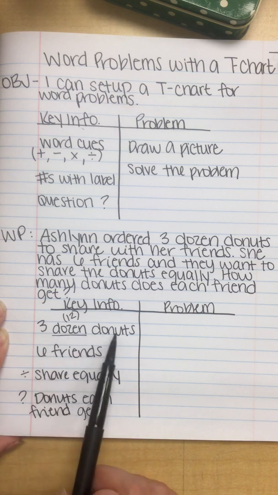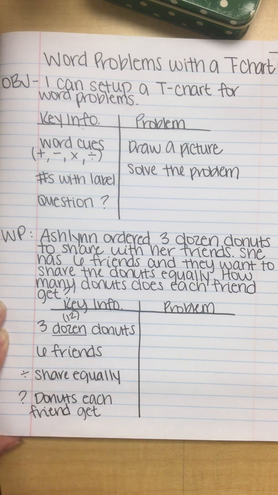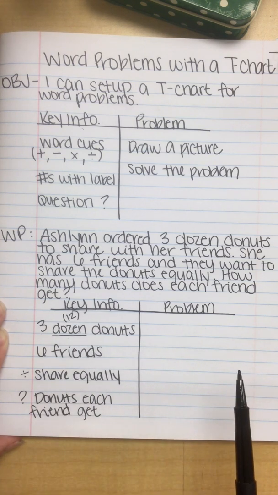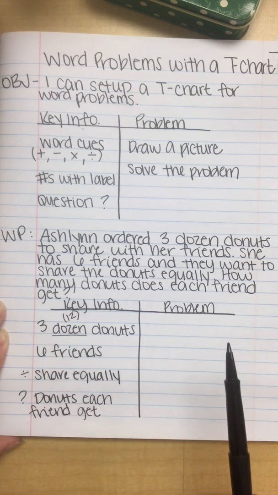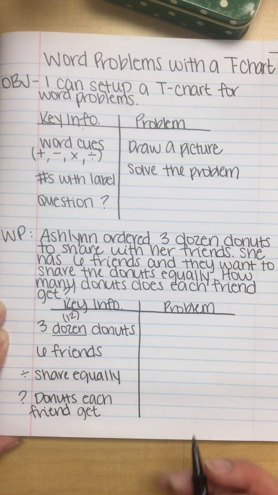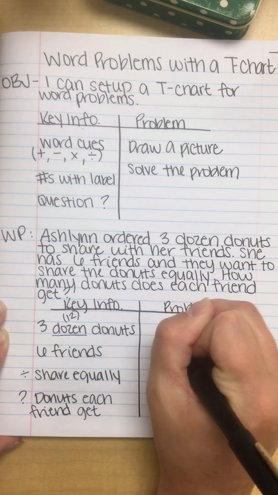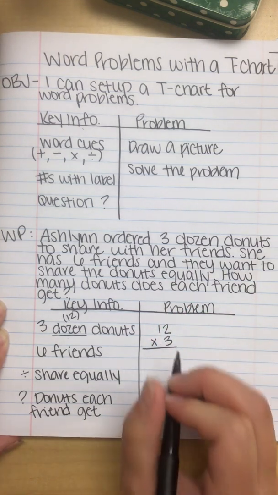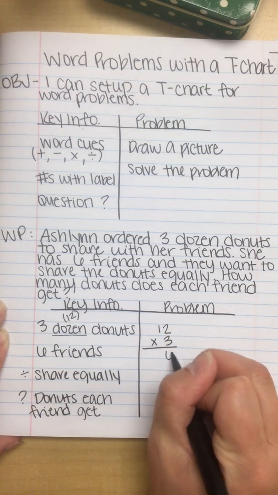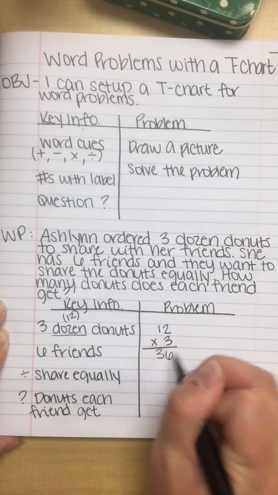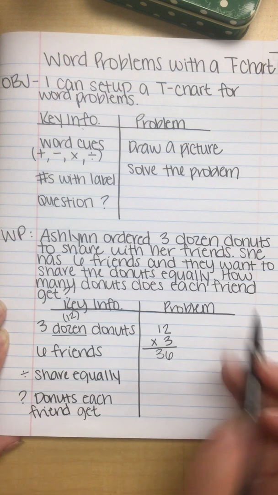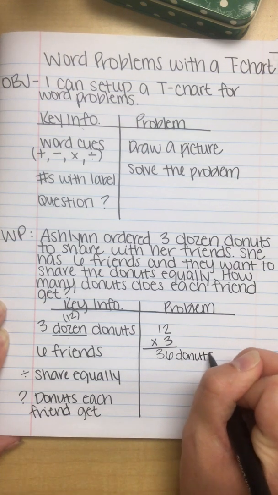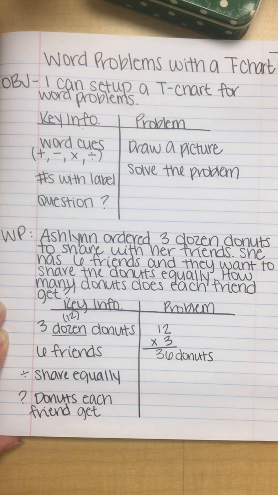So how many total donuts does she have? Well, we need to work that out over here. So if 1 dozen is 12, she has 3 of them, we can do a multiplication problem. So we're going to do 12 times 3 first. And we get 3 times 2 is 6. 3 times 1 is 3. So we have 36 what? 36 donuts. So that's our total number of donuts that we need to share equally.